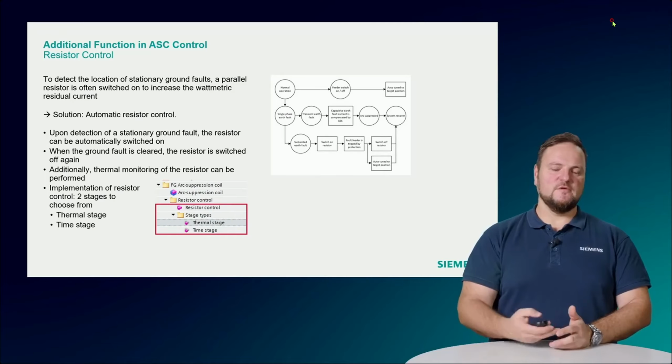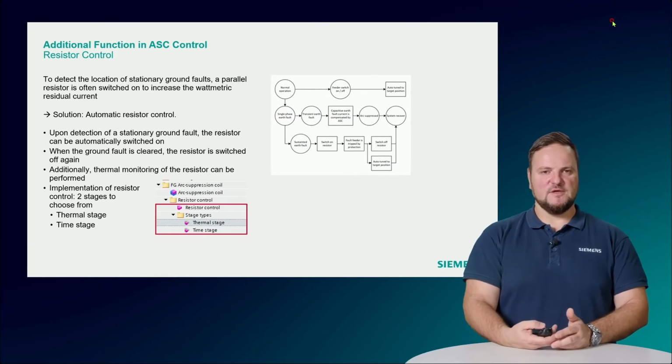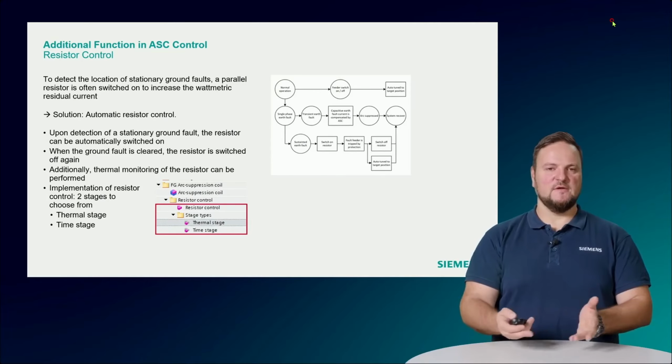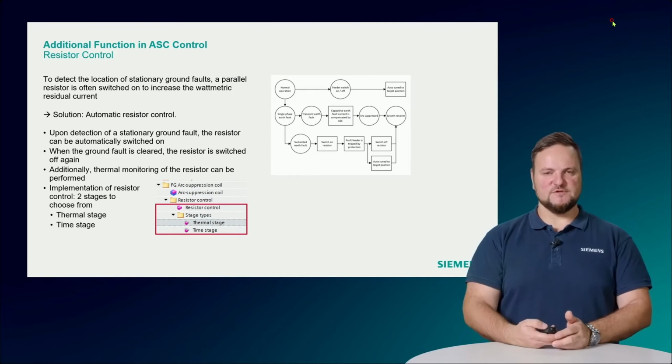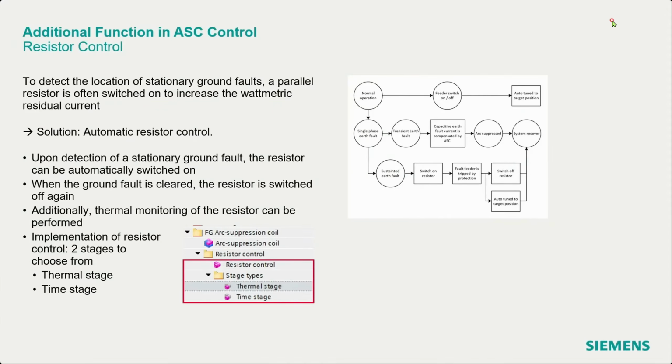And usually the increase of the watt-metric current is then used to detect where the fault location is, and after clearing the fault, the operation goes into the normal mode again, which is shown here on the graphic on the right side.